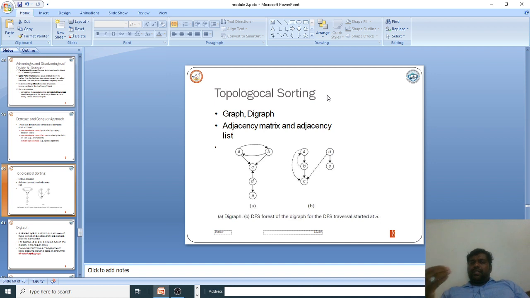Now, a graph and a digraph. A graph is a normal graph which consists of vertices and edges. A digraph is nothing but a directed graph. Now, what are the ways in which you can represent a graph? Using an adjacency matrix or using an adjacency list. Here you see a digraph, and this is a DFS forest of the digraph for the DFS traversal started at A. All this DFS you have studied in your third semester.